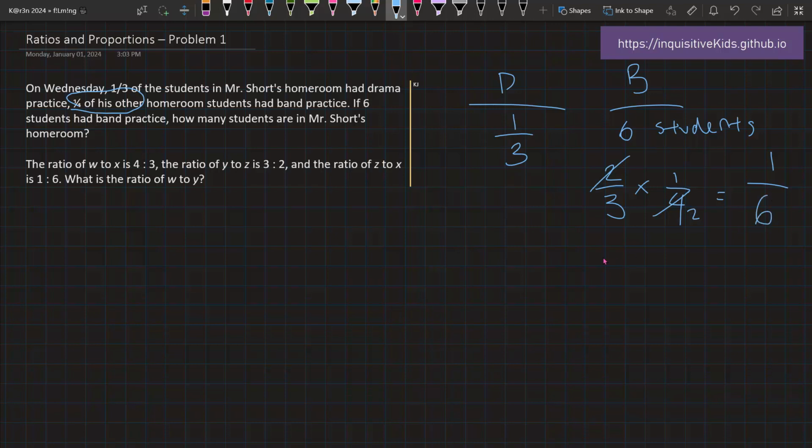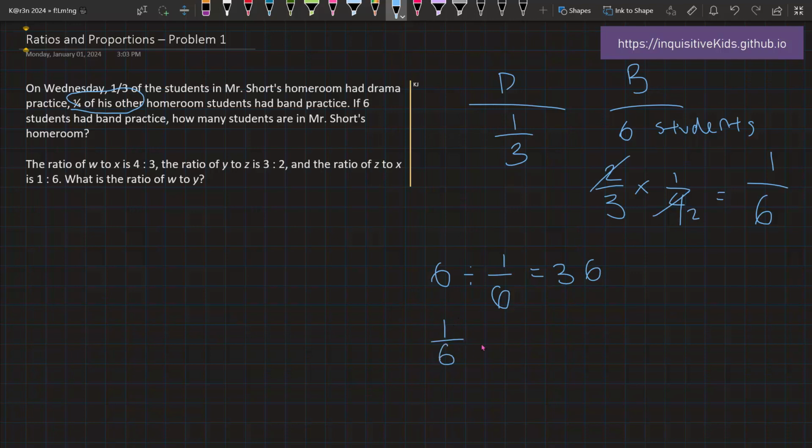So we know that 6 students represent 1/6 of the entire homeroom. Now this is when ratios come in. So this is when we take this whole number, 6, and its corresponding fraction of the whole, and we divide that. This is always a good trick when you know one part of the whole and you know the fraction of that part. You take the whole number that you do know and its relation to the whole, divide that, and get 36.